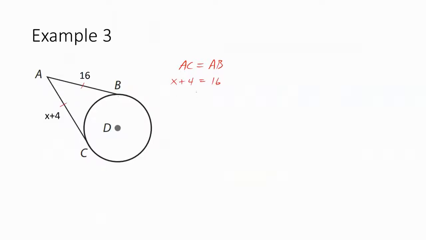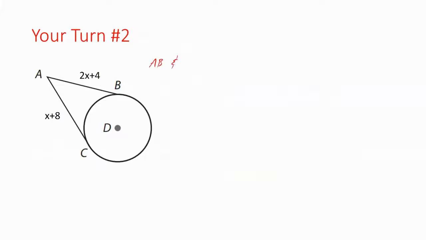So to solve for x, we would just do regular algebra, right? X equals 12. If you plug it back in, you should realize that AC is 16, as is AB. So that's just a little fun fact about congruency of tangent lines in dealing with a circle. So with that idea, go ahead, solve for x, plug it back in, and then I want you to find me the length of AB, and I want you to find the length of AC.